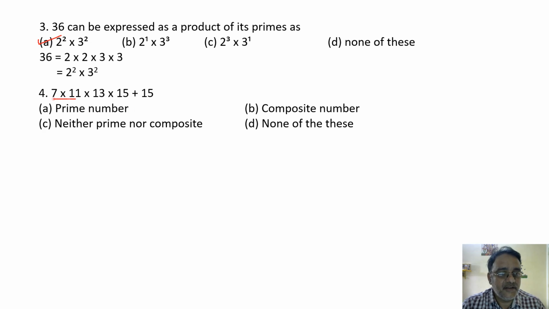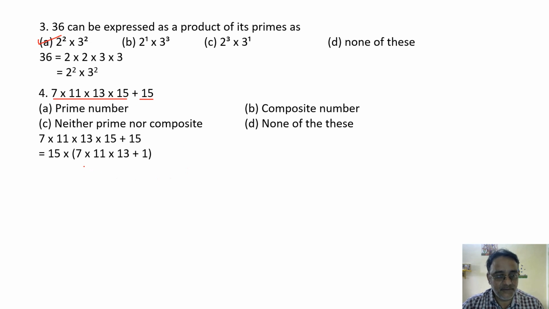So here, this is the first term and this is the second term. Now we are going to take 15 common. If we take 15 common, so 15 into 7 into 11 into 13 will become 1001 plus 1, so 1002. If any number is the product of two different numbers, we can claim it as a composite number, because it has more than two factors. So the answer is B.